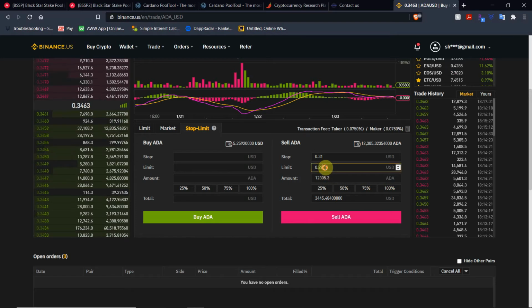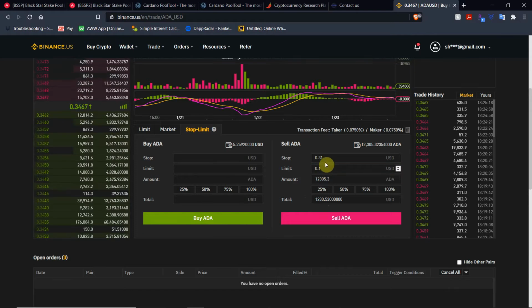You want to set this to the lowest number possible. That way you catch everything in between. You can set it to 10 cents, right? But look what happens. You're going to get nervous because look how much it says your total value is. Now, that's not going to happen. You have to catch everything in between 31 and 10 cents.